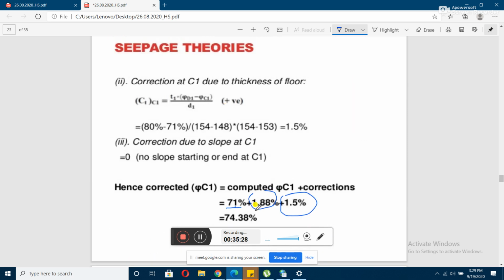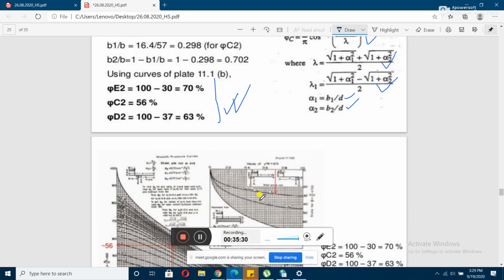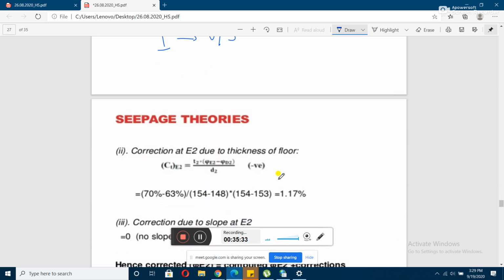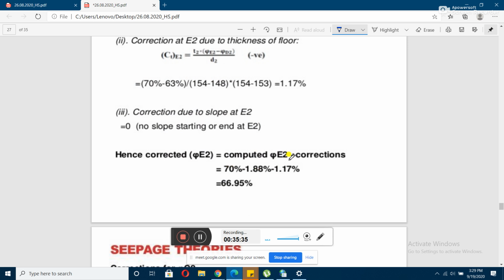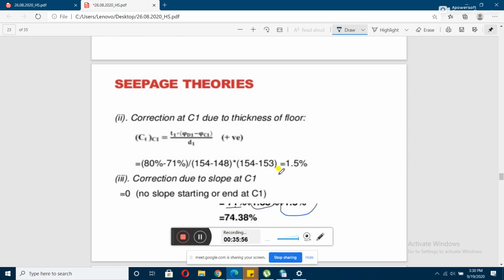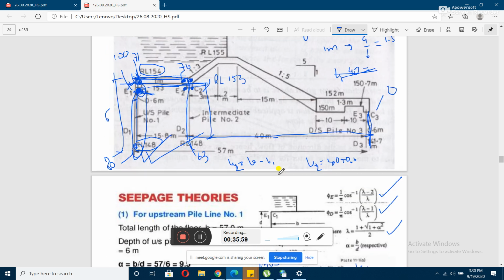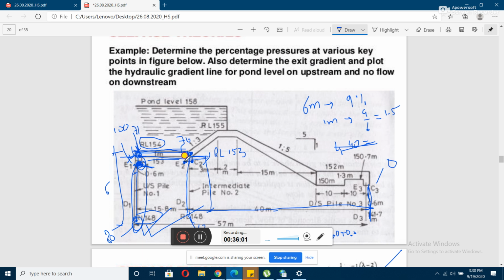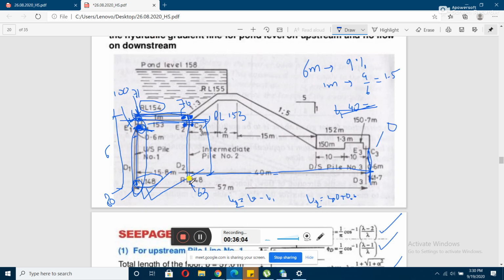So you can see that for this value there are two negatives being added on. What has been calculated is 70, minus this, which is due to the influence of the upstream pile, and minus 1.17, which is the influence due to the thickness of the floor. Both are negative corrections, and the value of phi E2 comes out to be this. So phi E2 means this particular value, these have been corrected. These have already been found out.